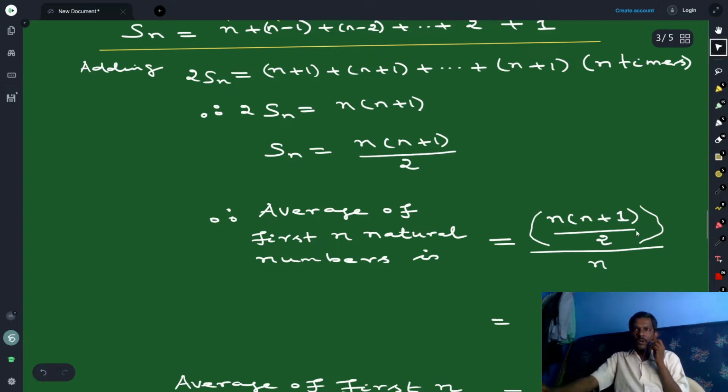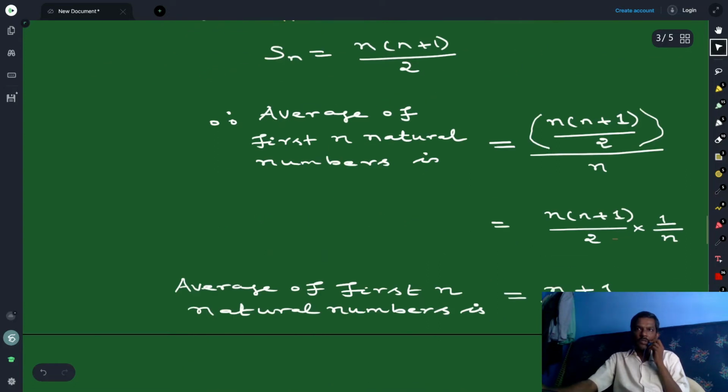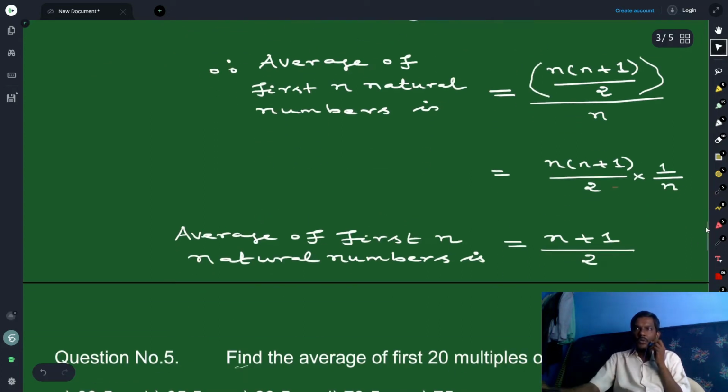So n into n plus 1 by 2 is the numerator, and you transform the division into multiplication by taking the reciprocal of n, which is 1 by n. Now you can cancel out these two n's in the numerator and denominator. If you cancel out these two n's, what you will have is n plus 1 by 2. This is the average of first n natural numbers. You can keep this formula for future reference, because whenever you are asked to find the average of first n natural numbers, you simply replace n by that particular number and you will get the answer.